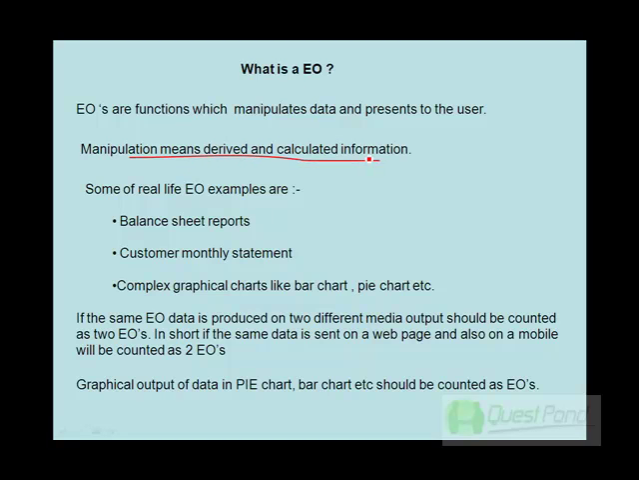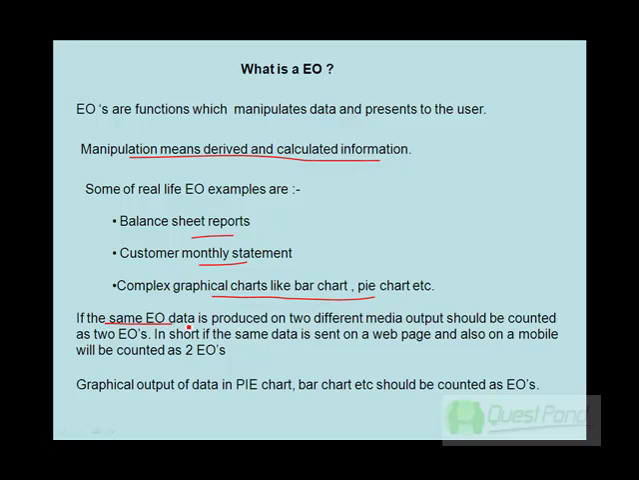So one of the thumb rules you can say is that if you have a very complex report which takes data from 2 or 3 ILFs, then it is termed as EO. Some real life examples of EOs are balance sheet, customer monthly statements, complex graphical charts, and pie charts.